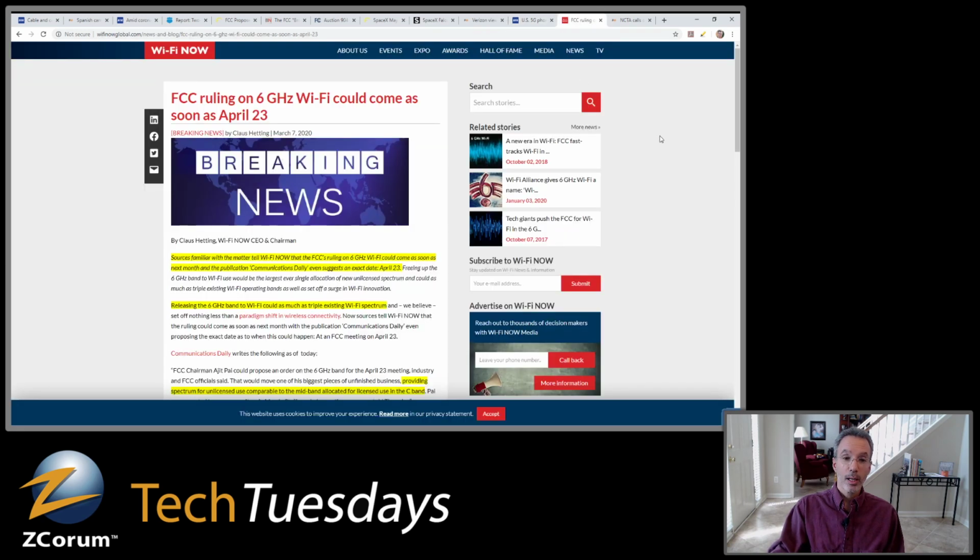And then there's 6 gigahertz also, where some things are happening. The FCC just recently said that they would be looking at a ruling on that as early as April 23rd. And the deal here is that you've got Wi-Fi 6, and it's 6 because, I believe, it's the 6th generation. It's not 6 because it's 6 gigahertz. But Wi-Fi 6 is going to support 6 gigahertz, which is very fast.